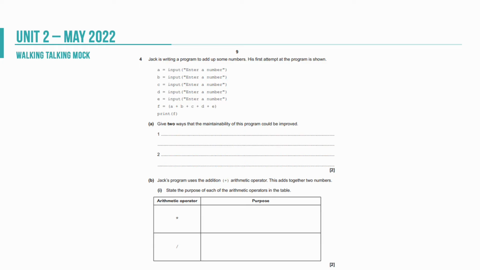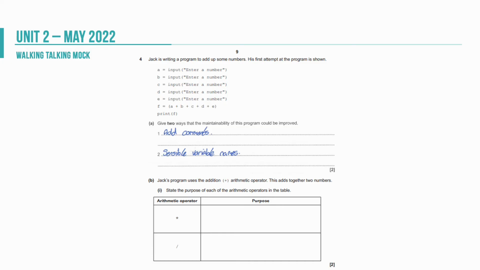Maintainability is things like comments, indentation, sensible variable names. Now, there's no if statement here, so there's no point in indenting our answers. So the two we're going to get a mark for is to add comments and to use sensible variable names. Those are the two for improving this maintainability question.